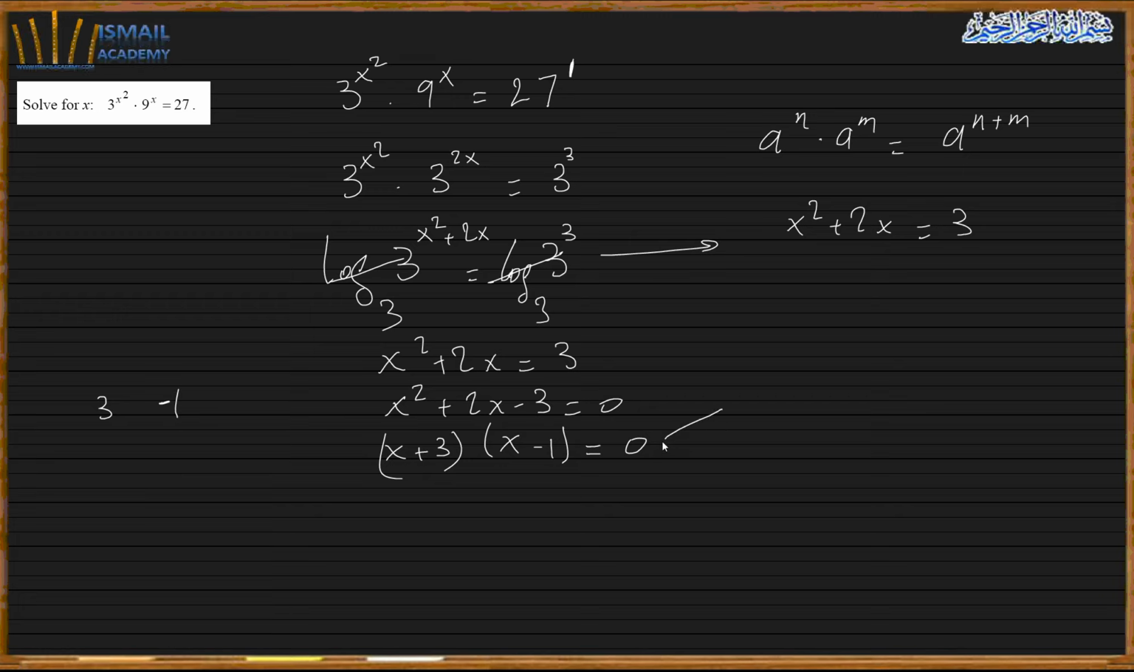So in that case, what I do here is x + 3 = 0 and x − 1 = 0. So I get x = −3. When we solve, we get x = −3 and x = 1, and those are the solutions for that equation.